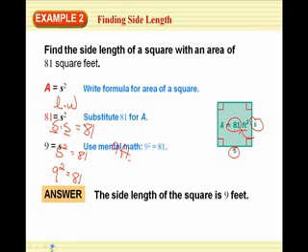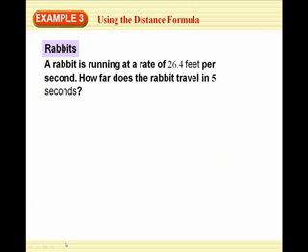So here they are, and they get 9, just like we did. Okay, a rabbit is running at a rate, using the distance formula. And by the way, let's talk about the distance formula before we do this problem. In the key concept box on page 33, that blue box, it talks about the distance formula, and I'm going to write it in algebra. I'll write it in words.